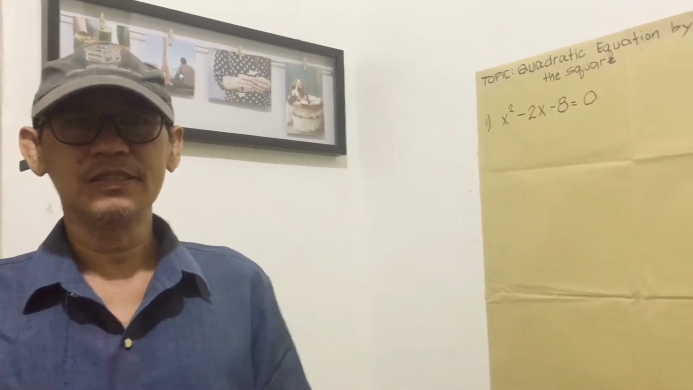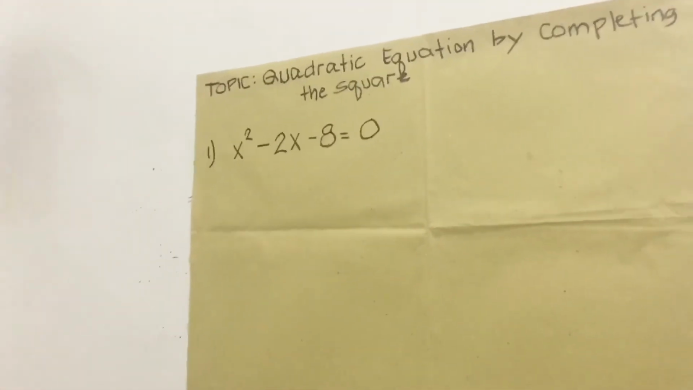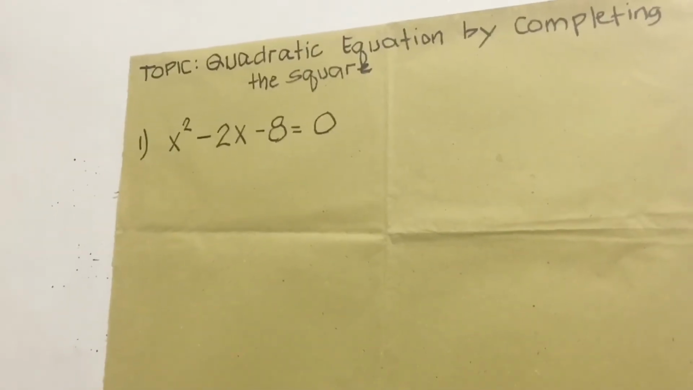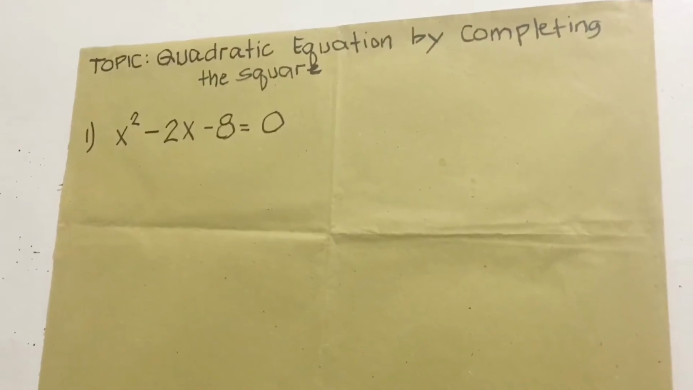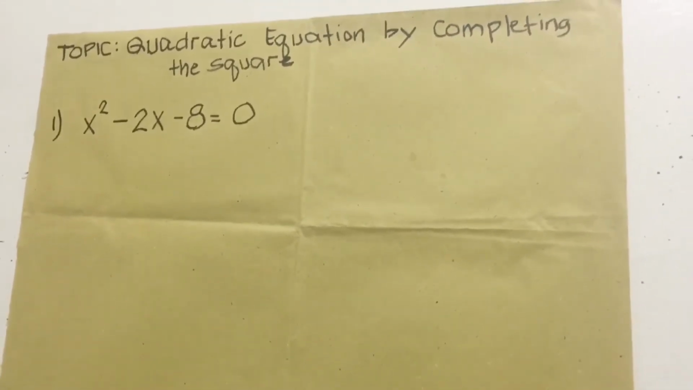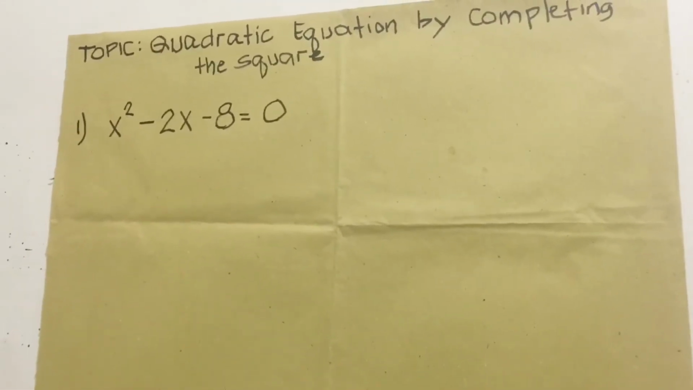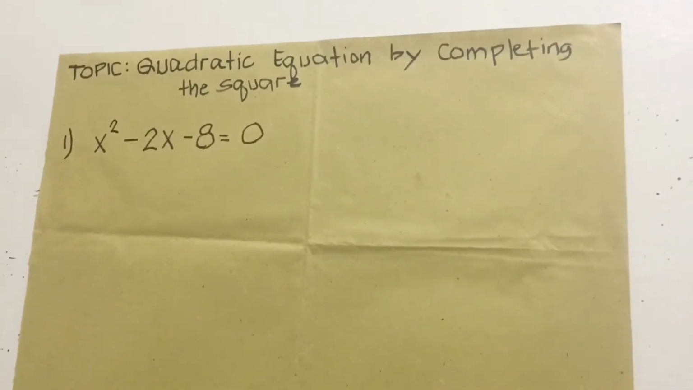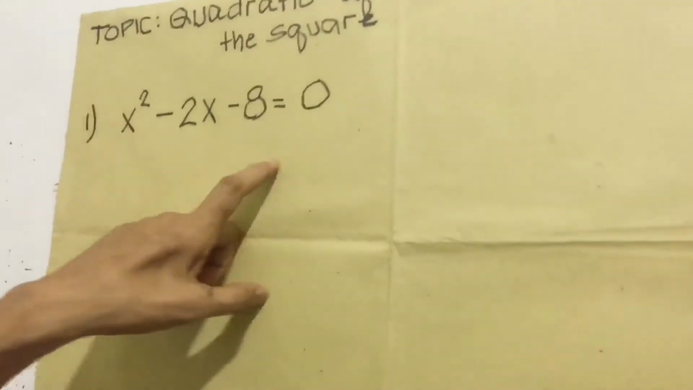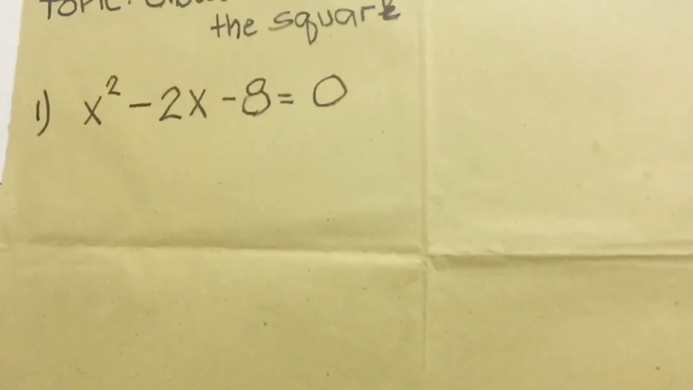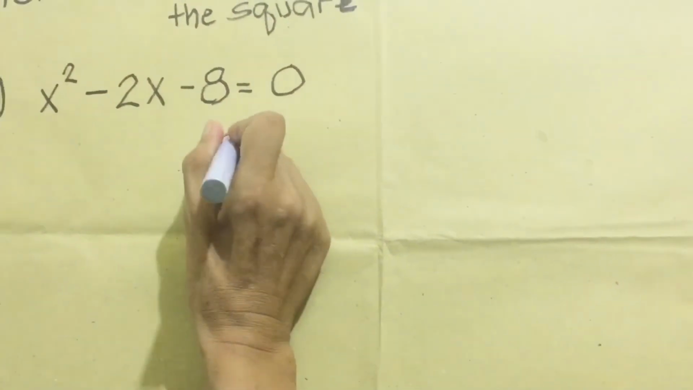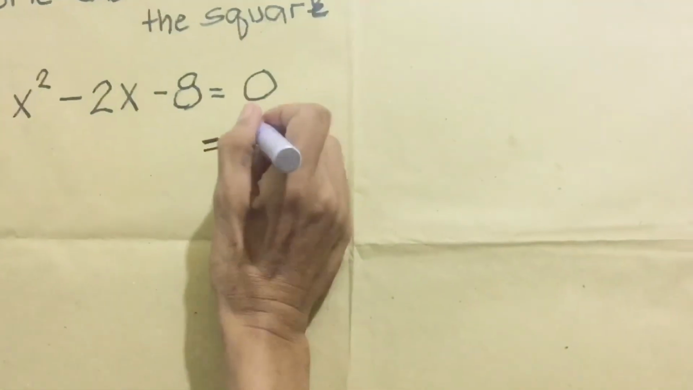Welcome to my channel. Today our topic is about solving quadratic equations by completing the square. We will use another method for finding the solution of a quadratic equation because there are times we cannot find the solution by factoring. Okay, to solve this quadratic equation, we have to transpose first the constant of the equation. It becomes now positive 8.